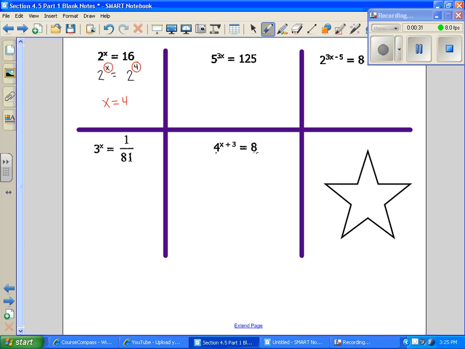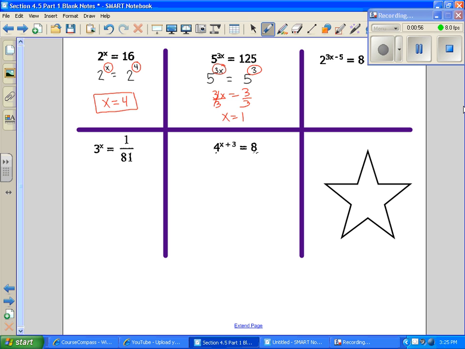x equals 4. On this one, we want to try to rewrite them with the same base. The base is 5, so that's going to be 5 to the what power equals 125. Once we do that, then we say 3x equals 3. And when we solve for x, we find out that x equals 1.